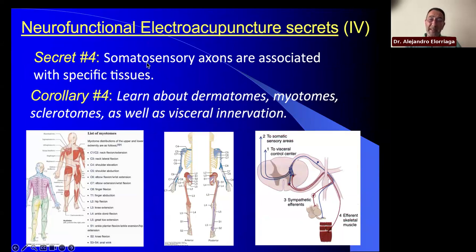The secret number 4 is that the somatosensory axons, apart from we know the nerves, are associated with specific tissues. So we know which nerve, which axon, innervates the C5 myotome, which is C5 via the axillary nerve. We also know that the C4 dermatome here, C4, comes via the supraclavicular nerves, which are part of the cervical plexus, not the lumbar plexus.